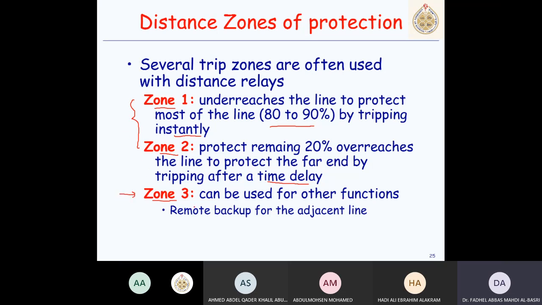This is used as a backup to the remote or to the remote adjacent line. Okay, and it also has to be delayed because we want to allow the adjacent line primary protection to act first, and if they fail, then zone 3 of this relay will take action.